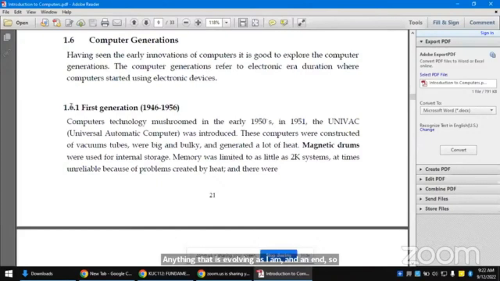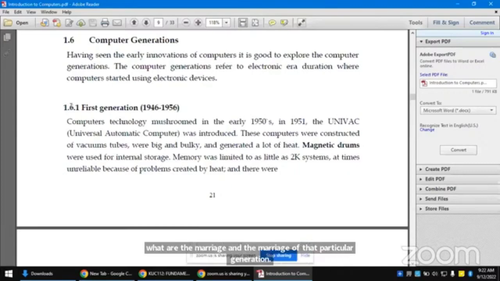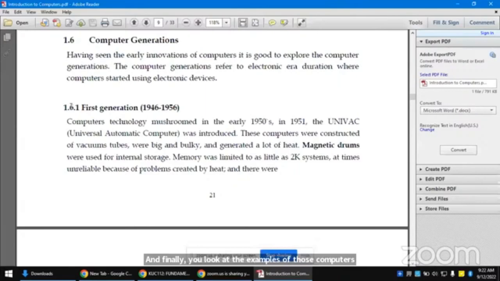Kindly also note the characteristics or the features of that particular generation. Once you look at that, it's also important to look at the merits and the demerits of that generation. And finally, you look at the examples of those computers that exist. So for you to be able to explain a full generation, the key things are, as I repeat again: the name of the generation, the year of evolution, the characteristics or features of that generation, then the merits and demerits, and lastly the examples. Once you look at that, you will be fit to understand a particular generation.